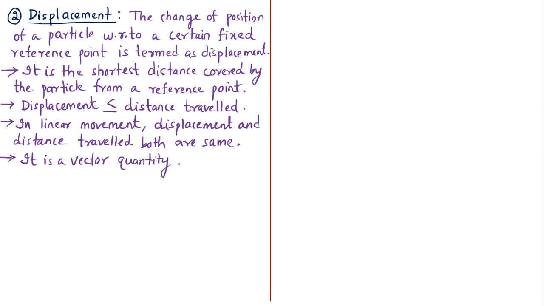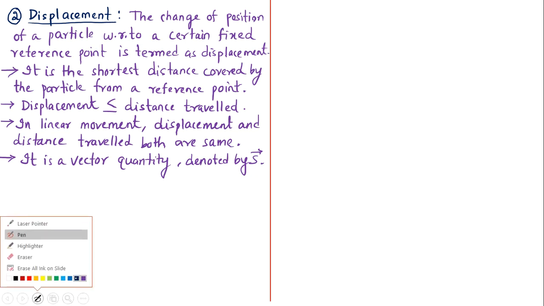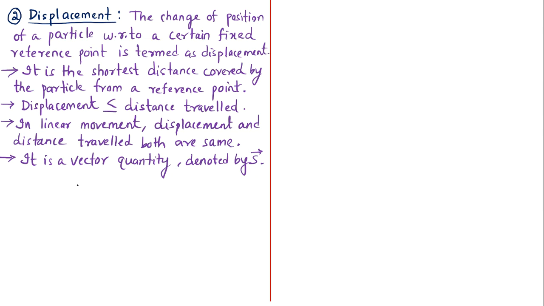Okay, denoted by what? S. S is the symbol for displacement. Clear? This displacement can be expressed as a function of time also. Sometimes S can be expressed as a function of time. Just like that, what is S? I can write S equal to C plus Bt.